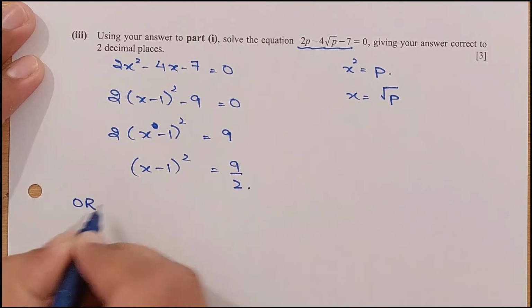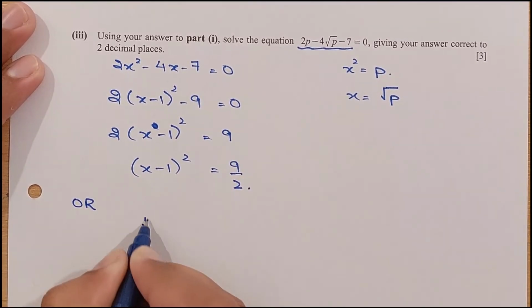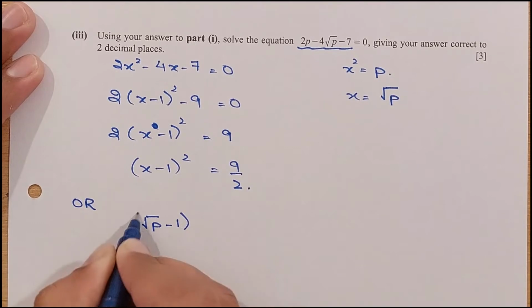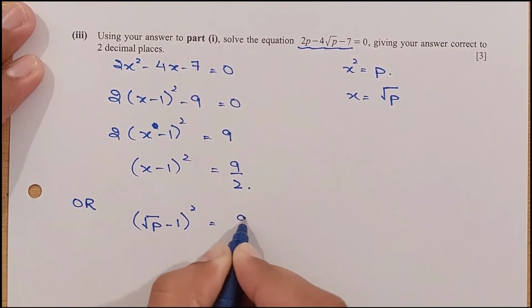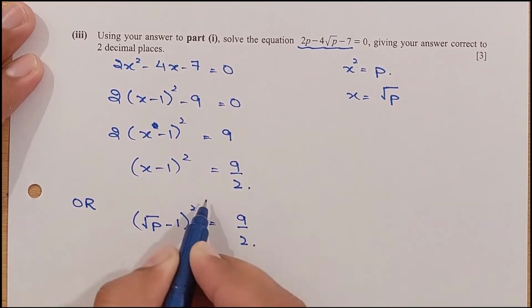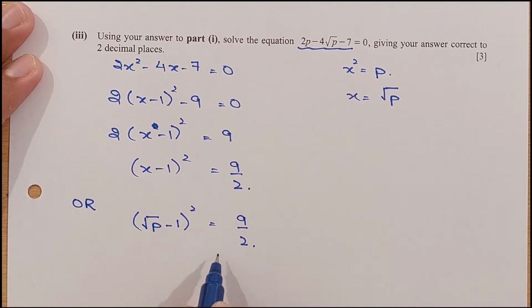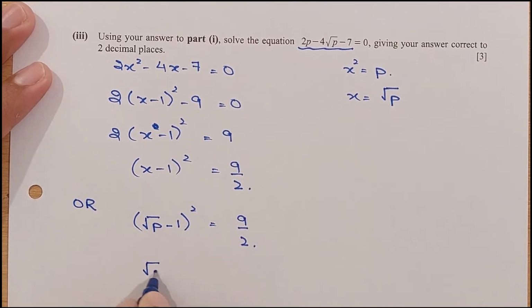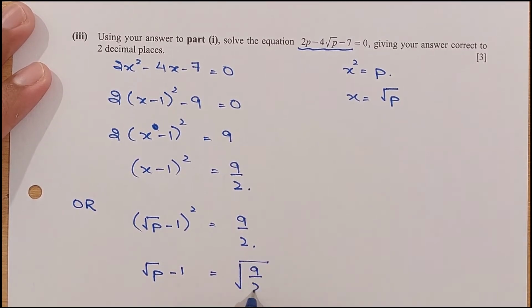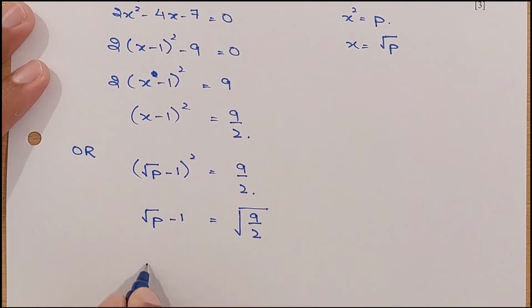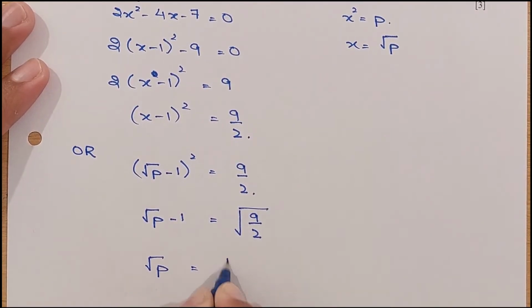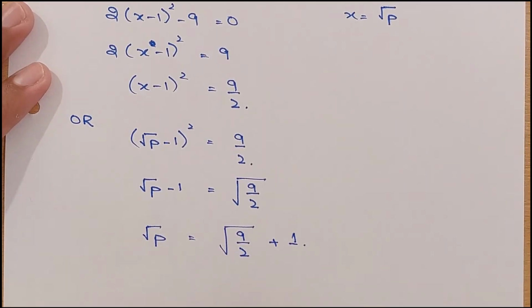Or here we can say this x is square root of p. So square root of p minus 1 whole square equals 9 by 2, right? So taking square root on both sides, square root of p minus 1 equals square root of 9 by 2, right? And from here square root of p equals square root of 9 divided by 2, plus 1. We will get the answer for square root of p.